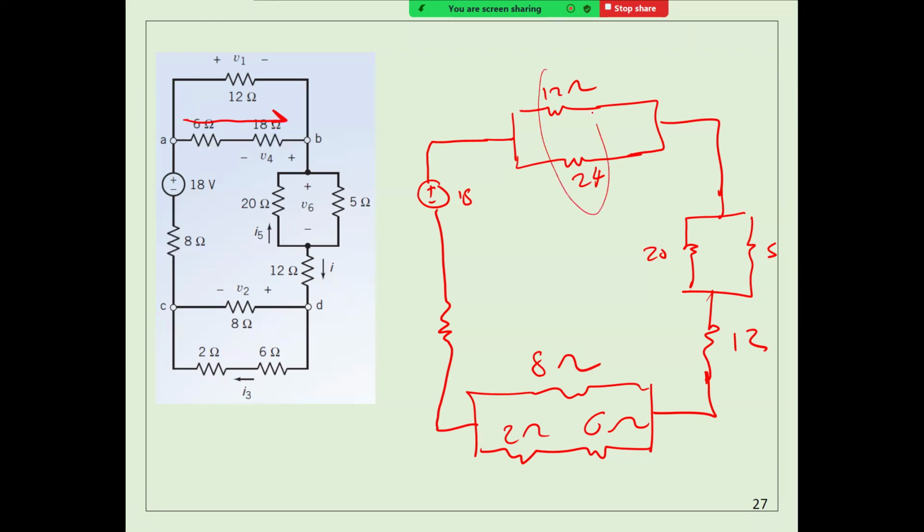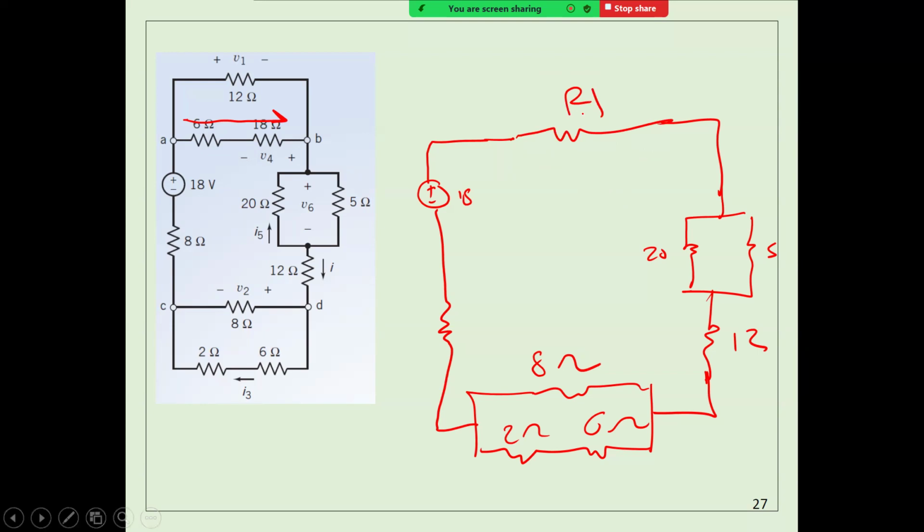Now, these 2 are in parallel. Okay? You know how to calculate the equivalent of this one. So now I'm going to call it R1. So now everything here is R1. Okay? Same thing here, it's very clear that these 2 resistors are in parallel, so you can use the formula to calculate. I'm going to call it R2.